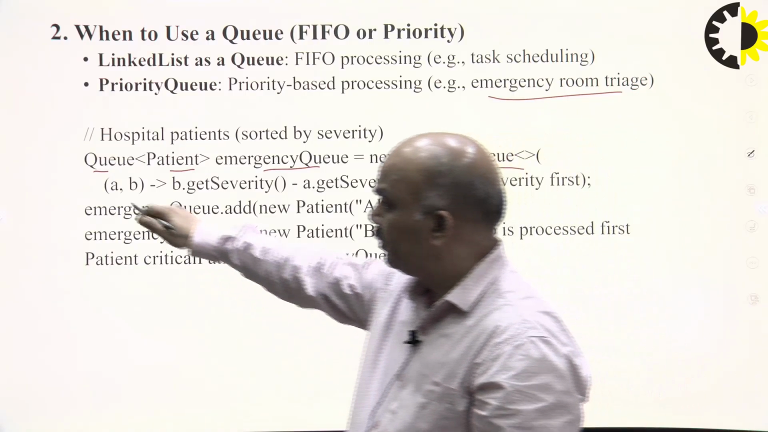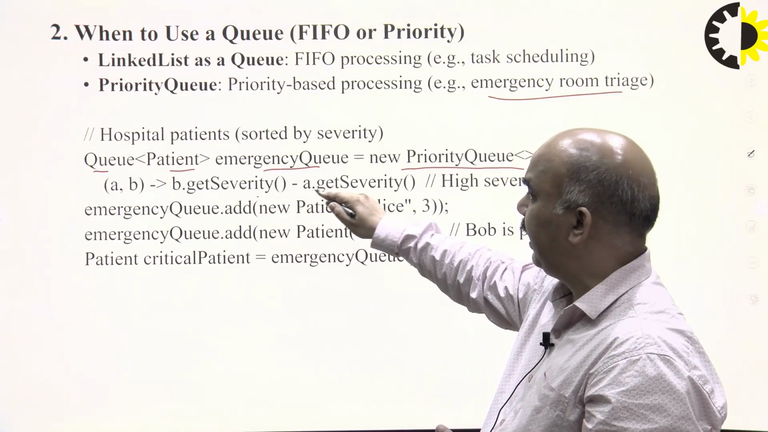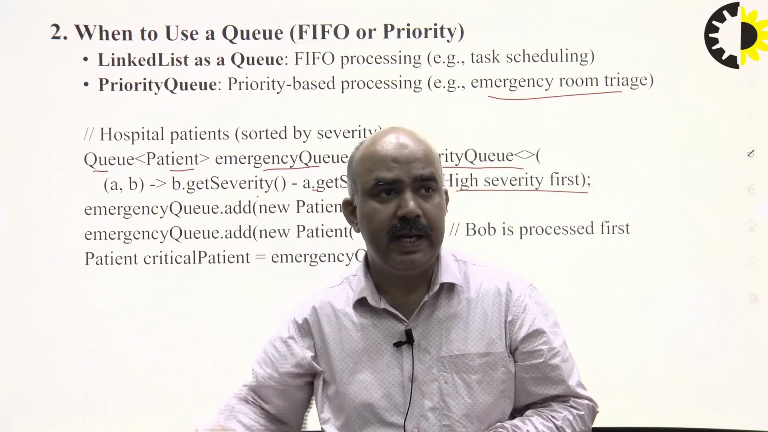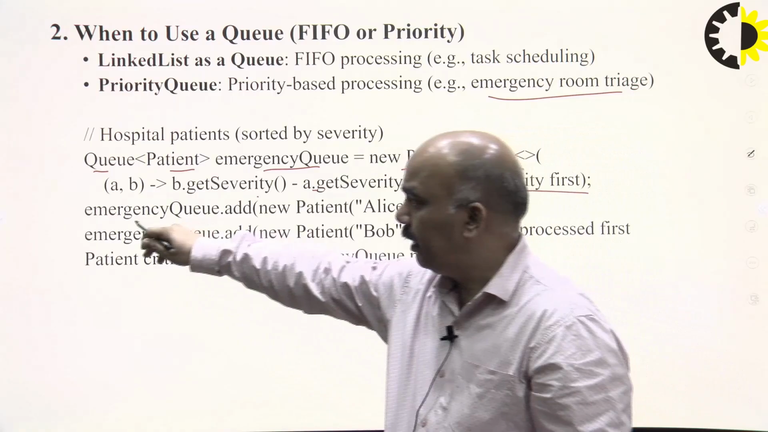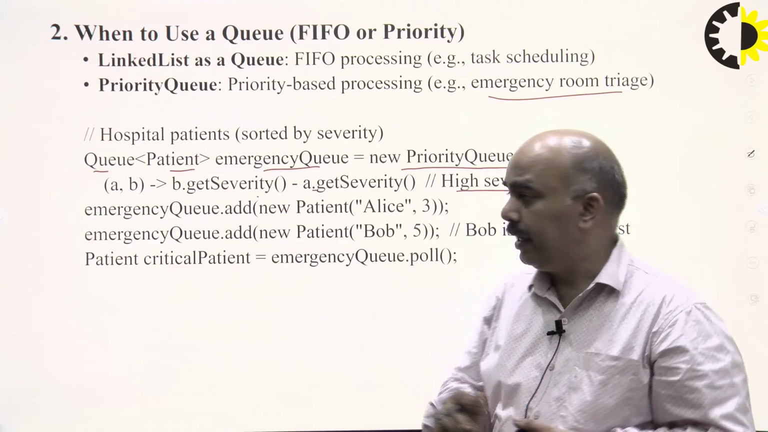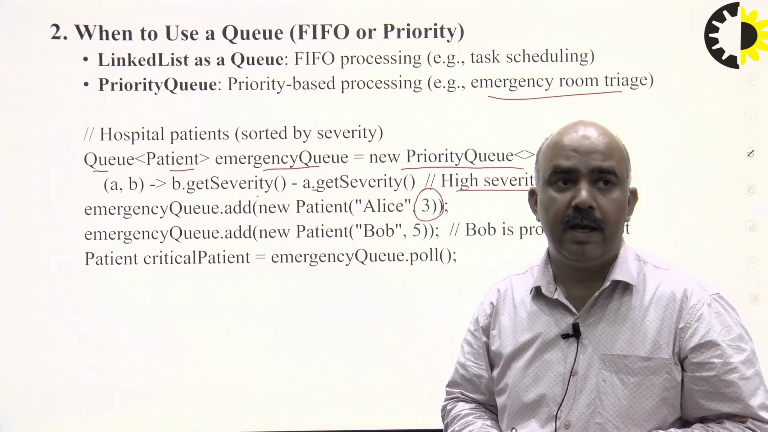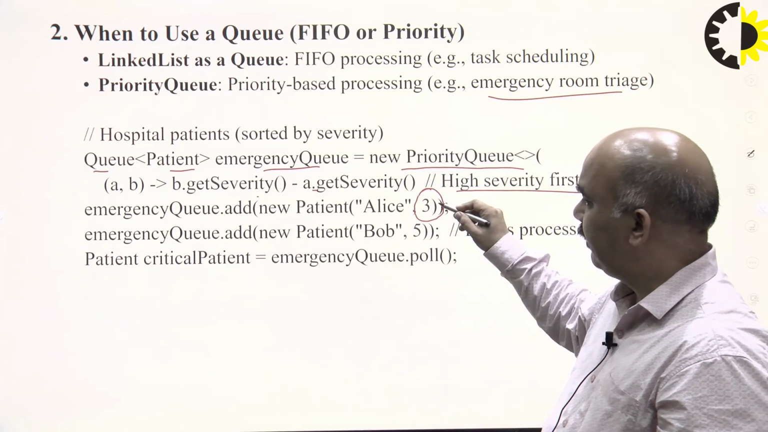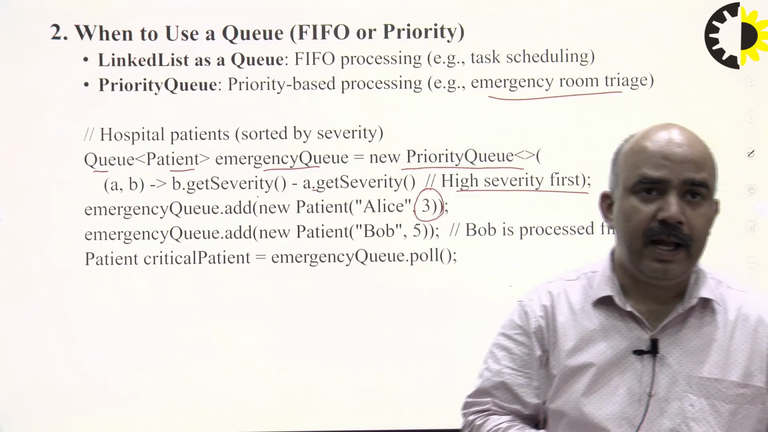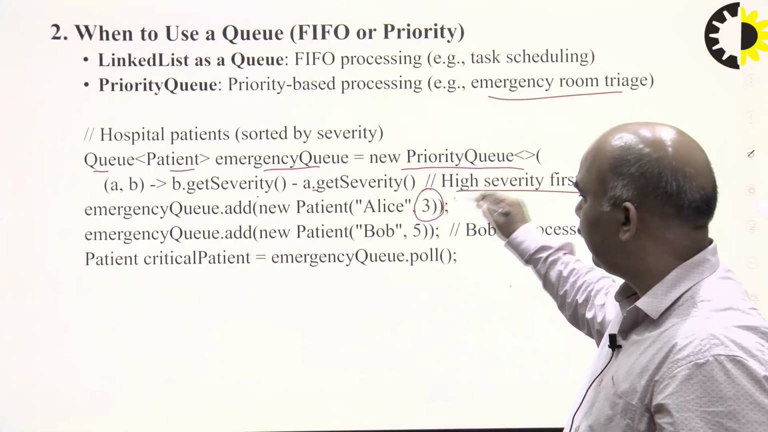Let's suppose we have A and B, and we compare B dot get severity with A dot get severity, so the higher severity has to be handled first. Emergency queue dot add a new patient, Alice, 3. The 3 is the emergency number assigned to that patient. If this patient came in with priority 3 and the rest of the patients have lower priority, then this patient will be treated first.